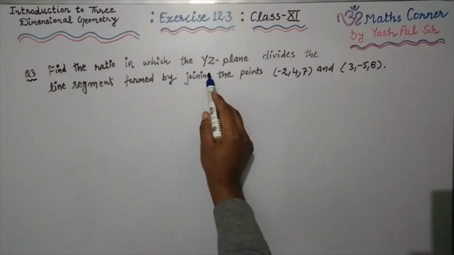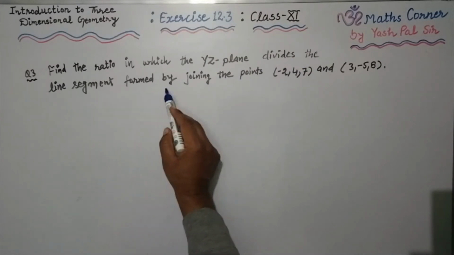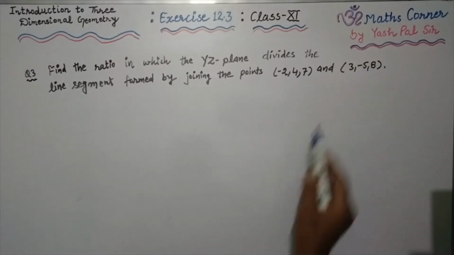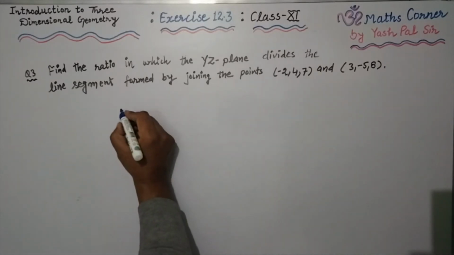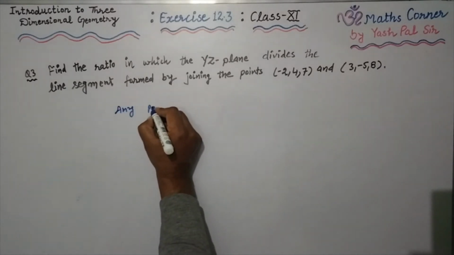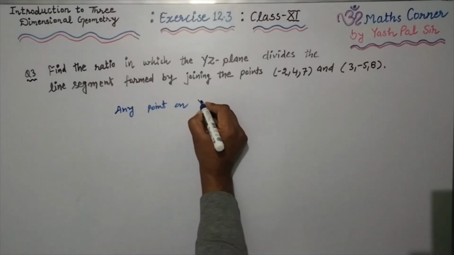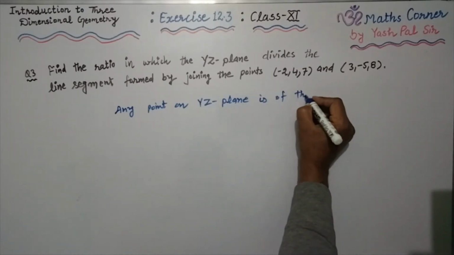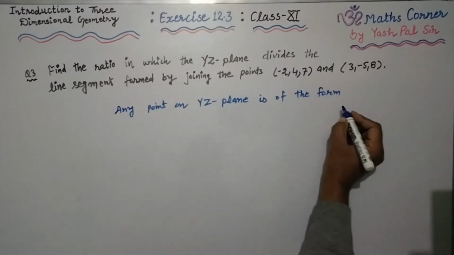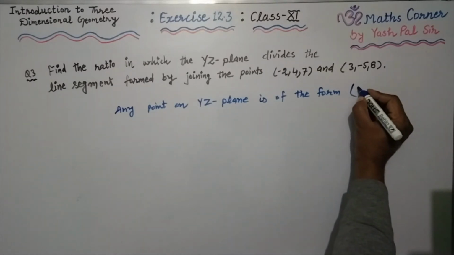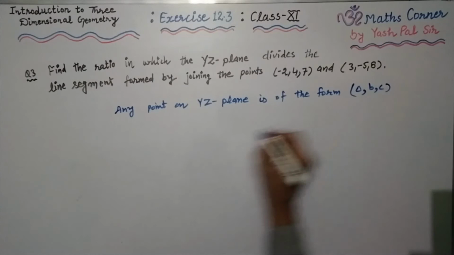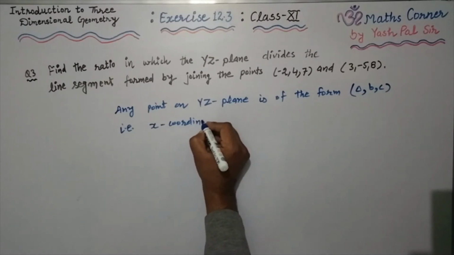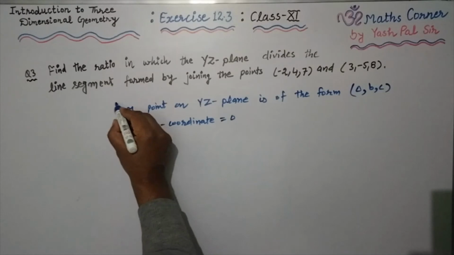Question number 3. Find the ratio in which the YZ plane divides the line segment formed by joining the points minus 2, 4, 7 and 3, minus 5, 8. Again, any point on the YZ plane is of the form 0, b, c, since in the YZ plane the x coordinate will be 0. So we write here that the x coordinate is equal to 0.